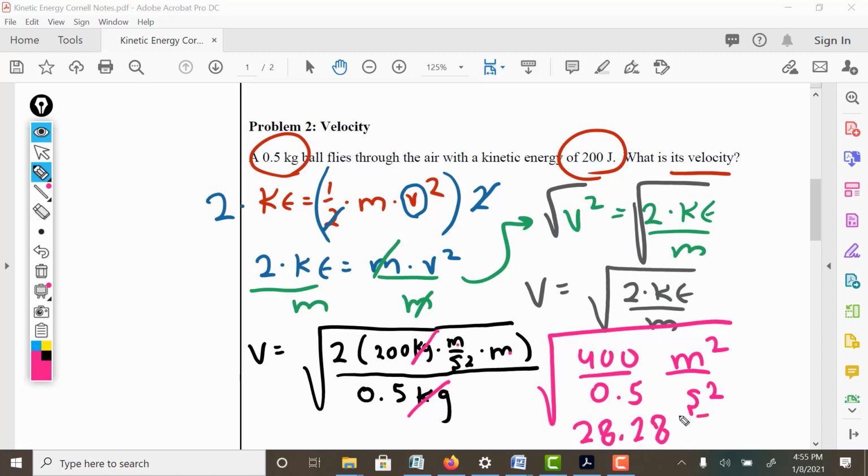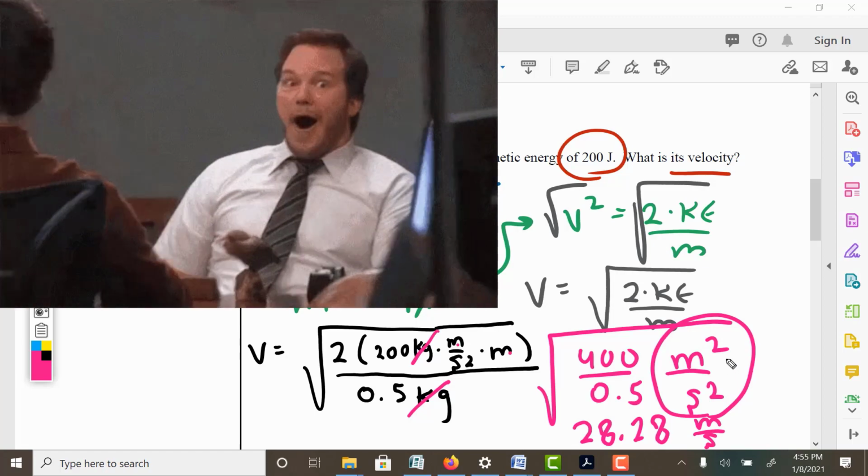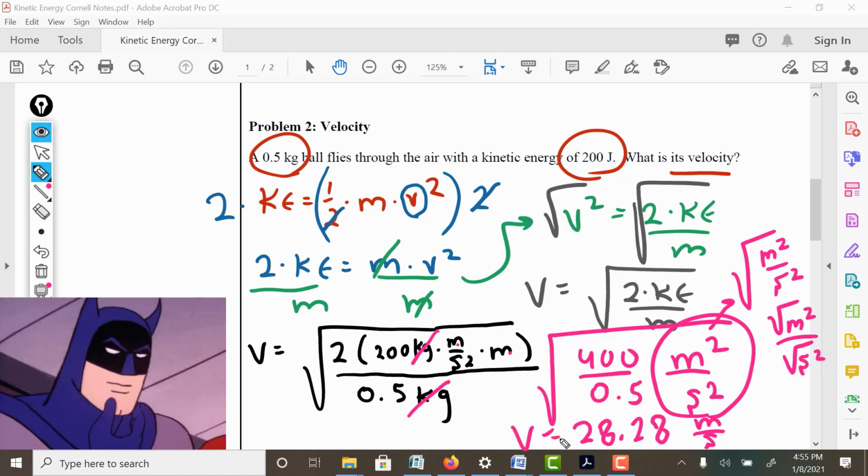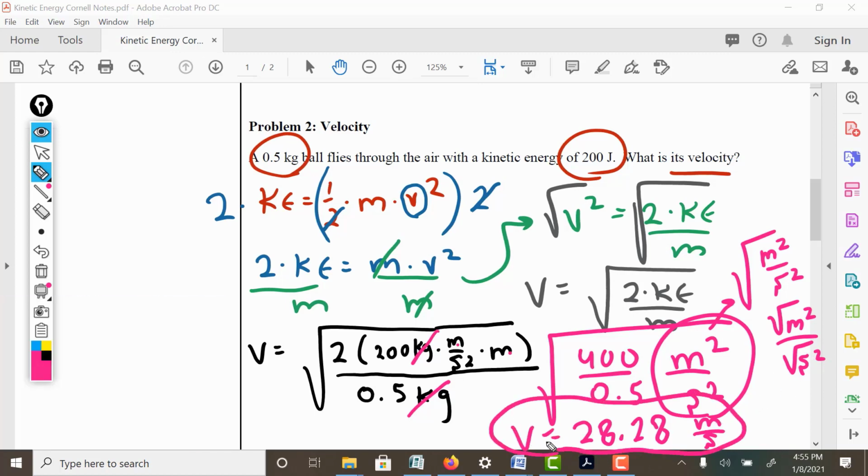But look at what happens here. If I square root the m squared, I get an m. If I square root the s squared, I get an s, right? This is essentially this right here. And I can split them up, and it ends up resulting in an m and an s. So our velocity for this object experiencing 200 joules of energy ends up being about 28.28 meters per second, and I did round that. Great job, everybody!